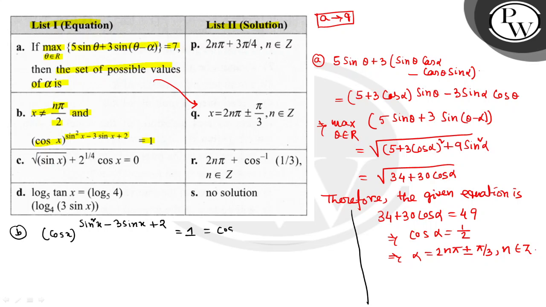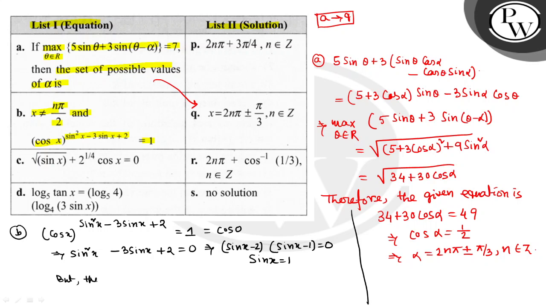So cos 0 is equal to 1, so you can write sine squared x minus 3 sine x plus 2 equal to 0. If you do the simplification, sine x minus 2 into sine x minus 1 equals 0. So sine x equals 2, which is not possible. So you get here sine x is equal to 1. But this does not satisfy.